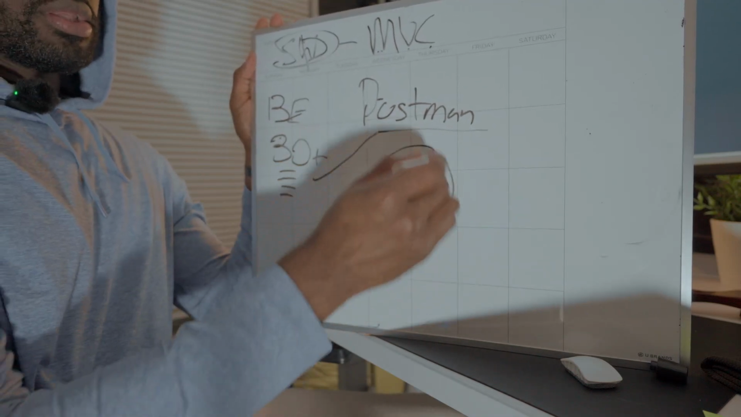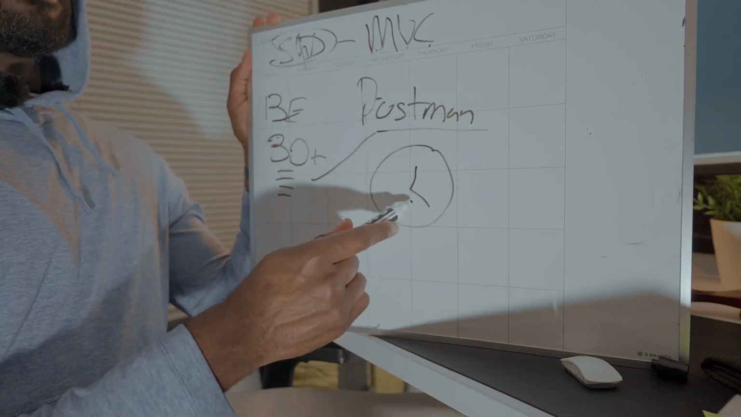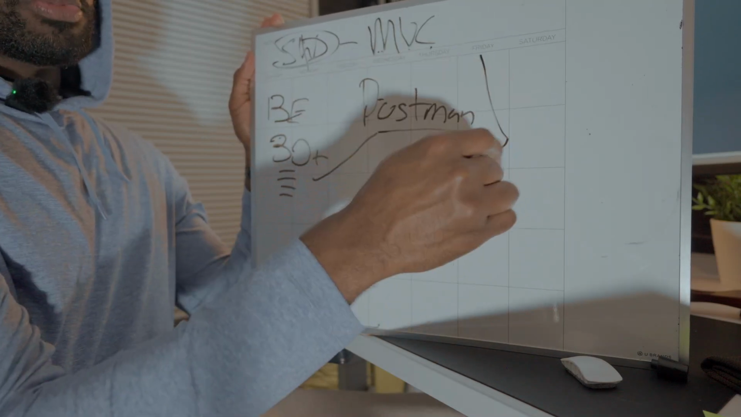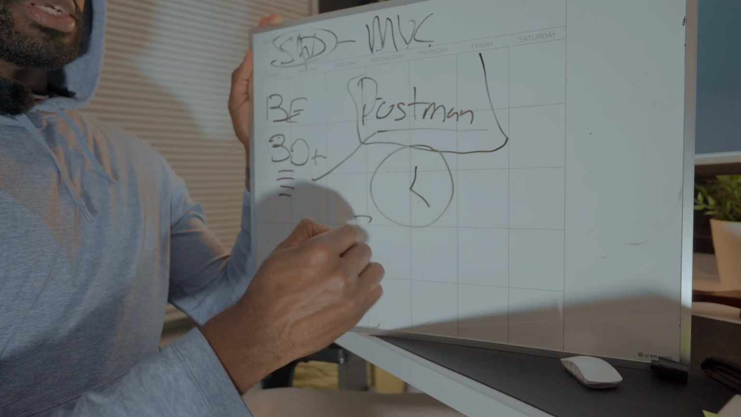This took away, let me draw a clock. This is supposed to be a clock. This took away from me testing the API. Yes, I was testing it in Postman, but I could have tested it directly on Swagger instead.